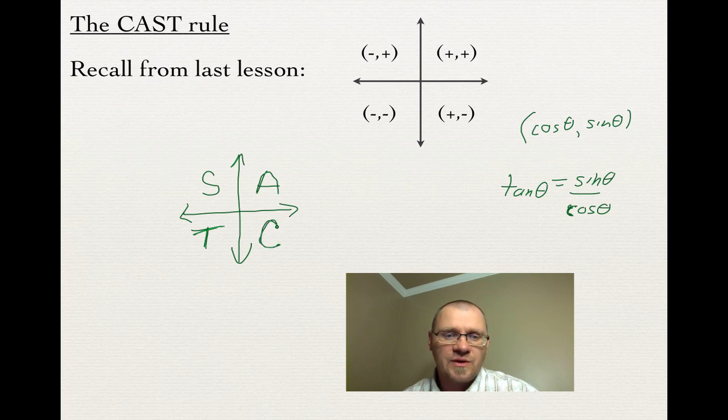So cosine is the only thing that's positive in the fourth quadrant. So this is where our CAST rule comes from. It just tells us which ratio is positive in which quadrant.